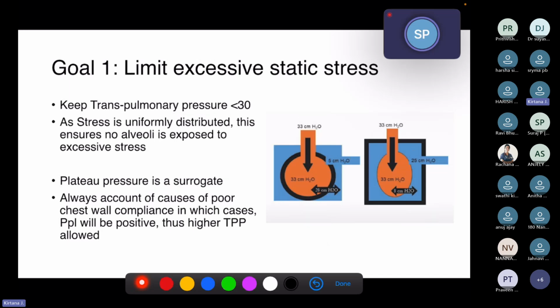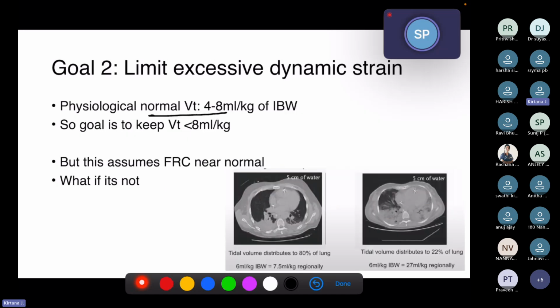The second goal, as we saw, was to limit the excessive dynamic strain, right? That is, to limit the tidal volume. A physiological normal tidal volume is somewhere in the range of 4 to 8 ml per kg of your ideal body weight. The reason we use ideal body weight is because it factors in height, and we know that lung volume actually depends on the height of the patient, right? So 4 to 8 ml per kg of ideal body weight is the normal tidal volume.